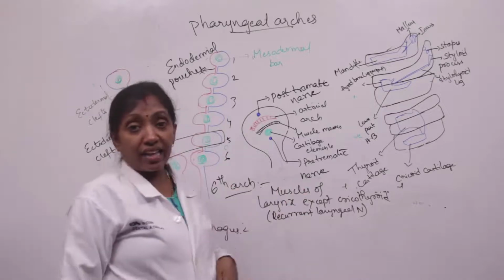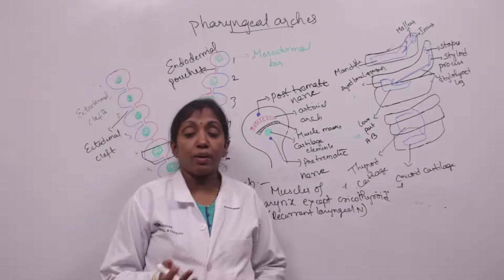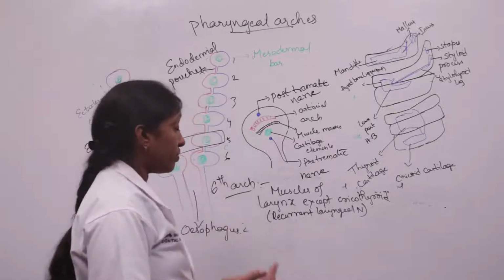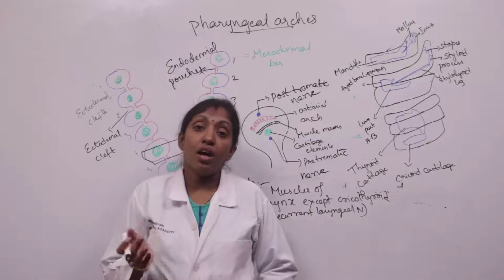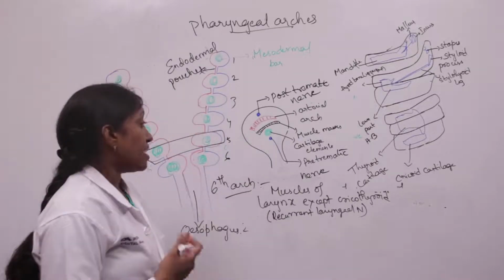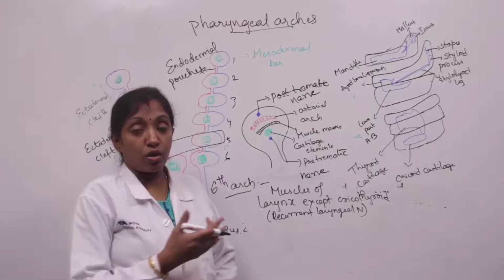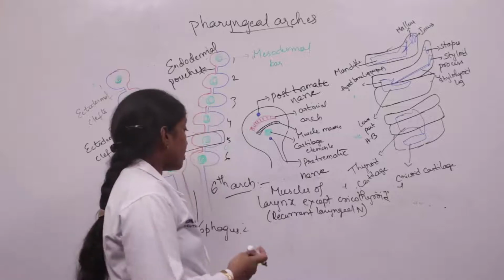And coming to the third arch. Third arch muscle is the stylopharyngeus muscle, which is supplied by the glossopharyngeal nerve, which is the nerve of the third arch. And fourth arch muscles are all muscles of pharynx except stylopharyngeus, and also cricothyroid muscle. They are supplied by the superior laryngeal nerve, which is the nerve of the fourth arch. And the fifth arch disappears.